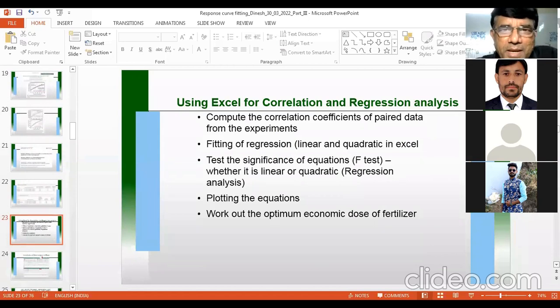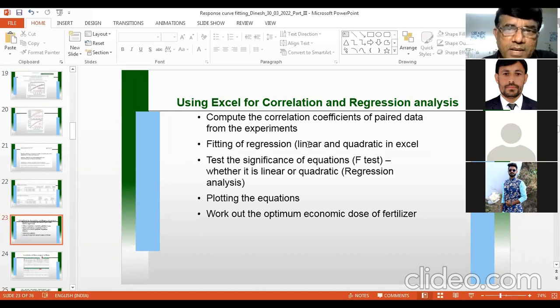Now the main thing starts here. Up to now, I just wanted to show you the importance of this subject. Now, using Excel for correlation and regression analysis, we will start. What we are going to do is compute the correlation coefficient of paired data from the experiment. In correlation regression analysis, data is always in pairs. One is the independent variable, the other is the dependent variable. There can be many independent variables and one dependent variable.